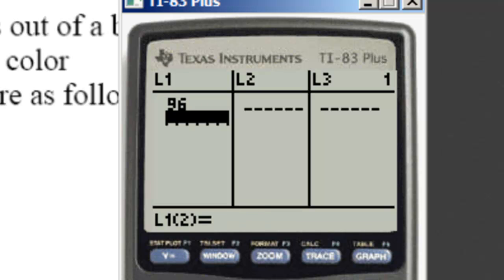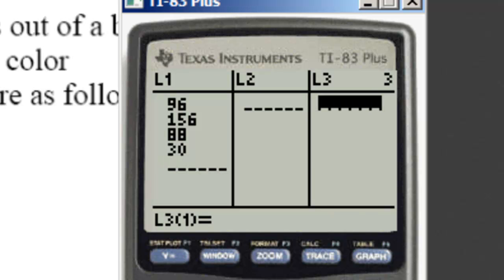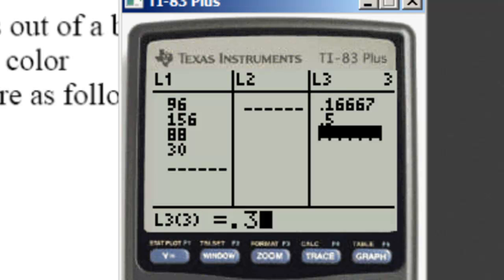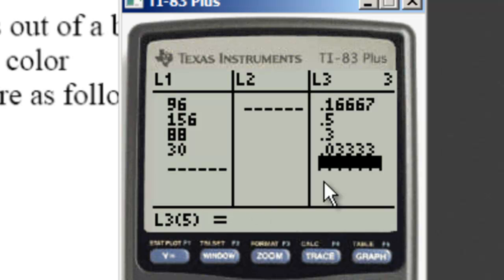96, 156, 88, and 30. Now, like I said, I don't have the program on here, but I'm going to do a little cheater move. 1/6, 0.5, 0.3, and 1 divided by 30. All right, so those are the percentages.